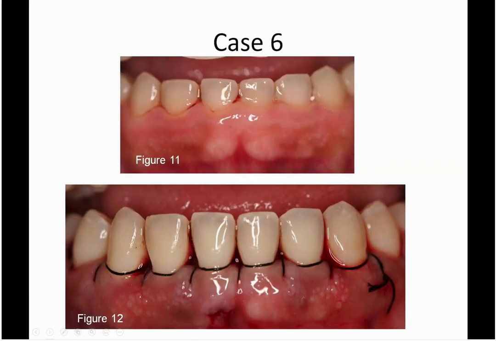Okay. Then this is an example of where you have short clinical crowns, likely due to altered passive eruption. And then in the second screen, you can see that I now see these mandibular incisors, and I have suturing, so I know there's probably a flap that was raised and then it was apically positioned. So it was doing a crown lengthening procedure via an apically positioned flap.